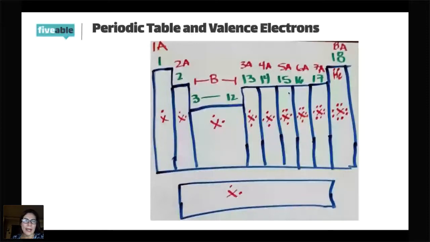Excellent. 3 negative, because remember, they want to be like the noble gases, so it would be easier to gain 3 to complete the octet than to lose 2. So we have the pattern already, right? What would be the charge for this one?